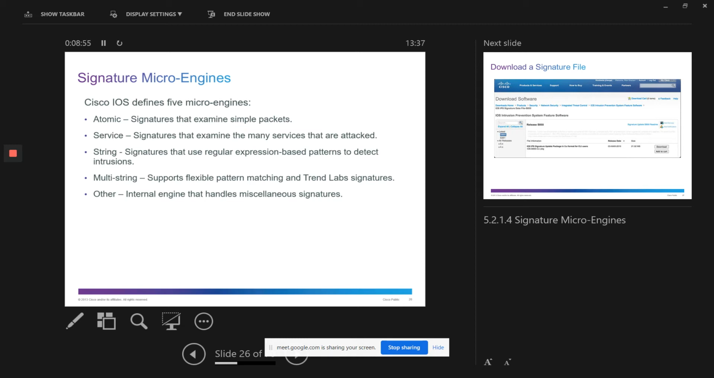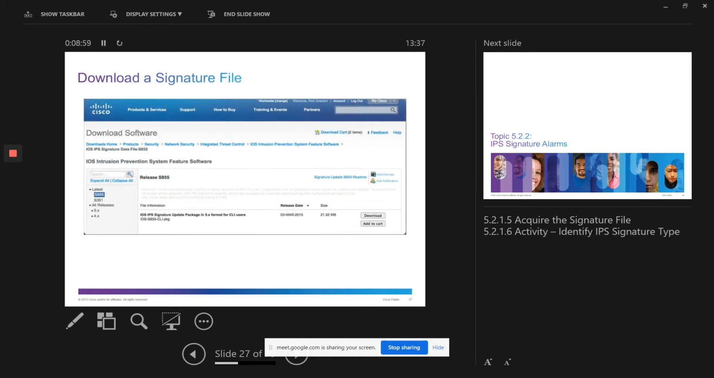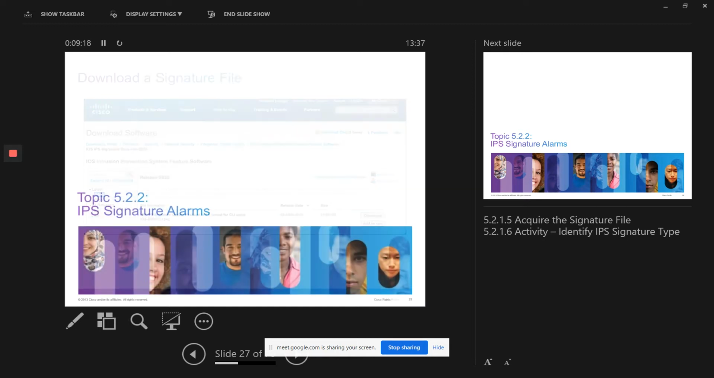No, that's fine. So let's go to the signature files. Again, as I mentioned, they are available to download from the Cisco website as well. You can download from there. Again, I think you have to be a paid customer for that, or you have to have an IPS system with them. Then you can download this software.